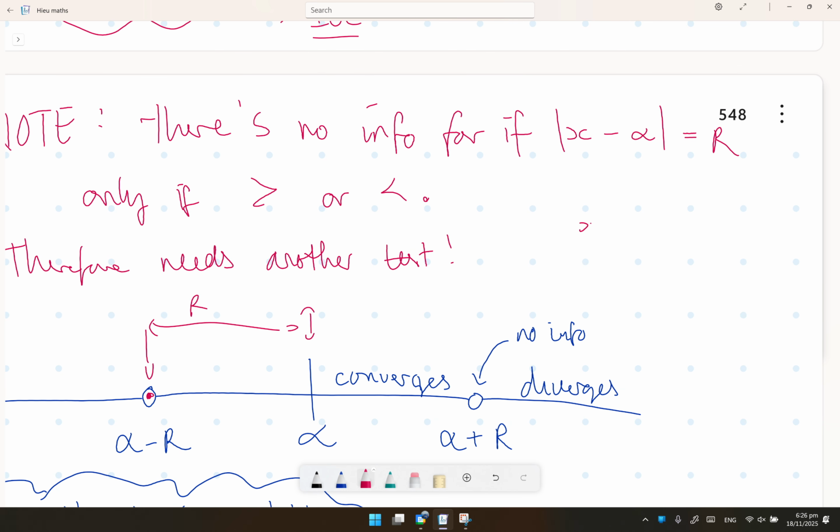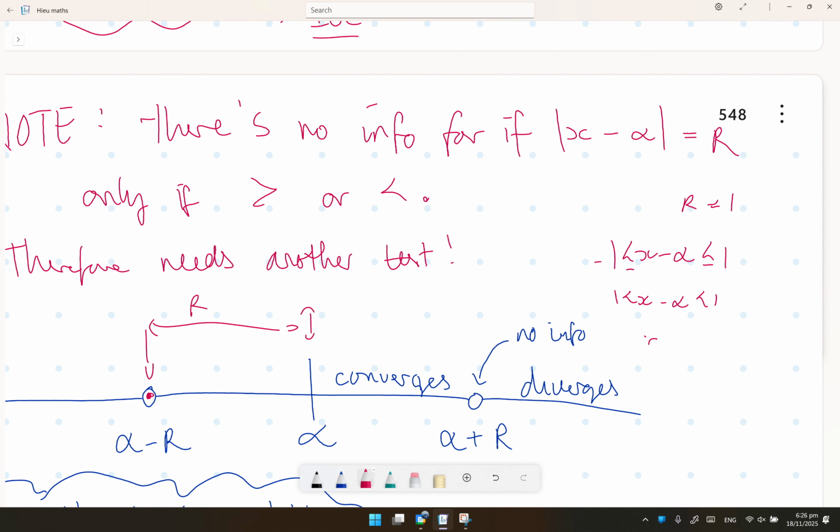So, let's say that you had x minus alpha, and let's say you had r equal to 1, for example. You actually don't know if the convergence is when x minus alpha is less than or equal to 1 and larger than or equal to minus 1. You don't know if it could also be x minus alpha larger than minus 1 and less than 1. You don't know that because the radius doesn't tell you what happens at the ends.